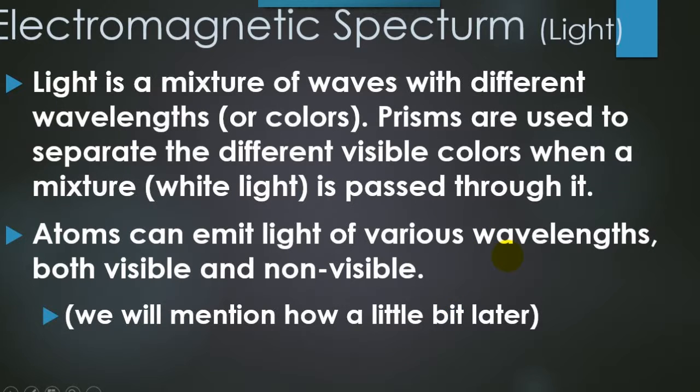Light, in science, is a mixture of all kinds of waves with different wavelengths, or colors. Prisms are used to separate the different visible colors when white light is passed through it. So prisms separate white light, which is a mixture of all visible light, into its various colors. And atoms can emit light of various wavelengths, both visible and non-visible. We'll mention how they do this a little bit later on.